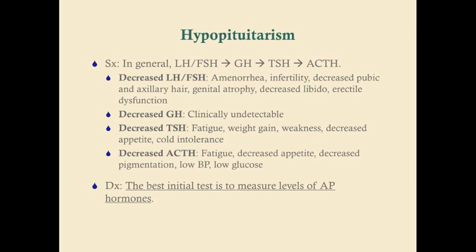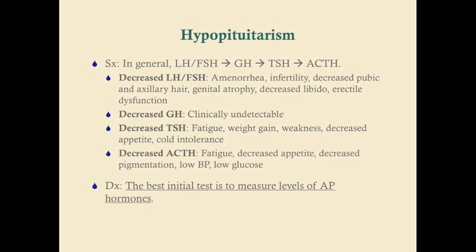Decreased growth hormone, generally that's going to be clinically undetectable in an adult. It could manifest as increased lipid levels, but usually you're not going to detect it. In children, you would be able to detect it. Decreased TSH manifests as basic hypothyroidism: fatigue, weight gain, weakness, decreased appetite, and cold intolerance. And then decreased ACTH would be fatigue, decreased appetite, decreased pigmentation, because you're getting increased CRH stimulation, so you're going to get MSH being released from the pars intermedia. That still works. And then low blood pressure and low glucose.